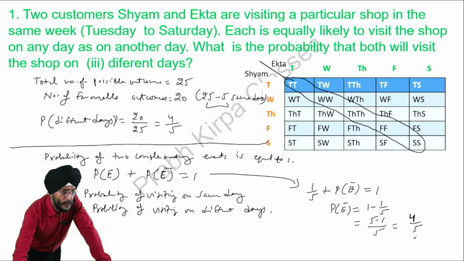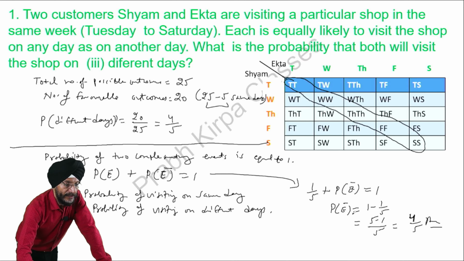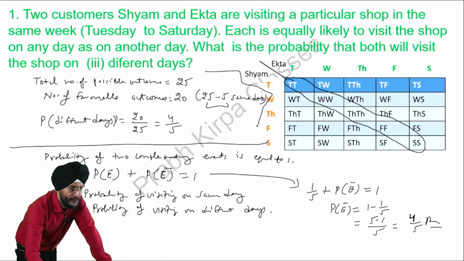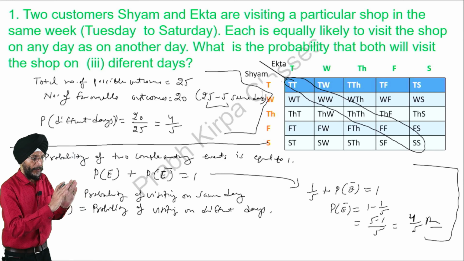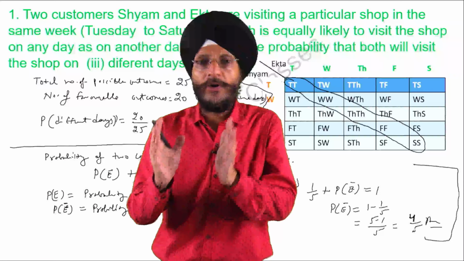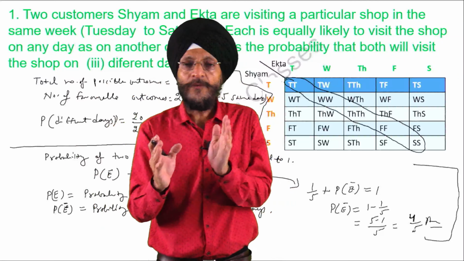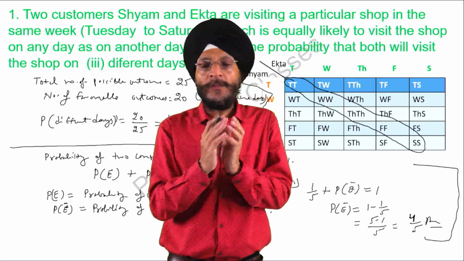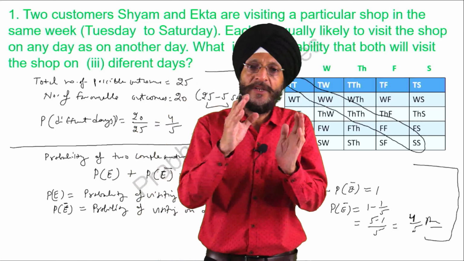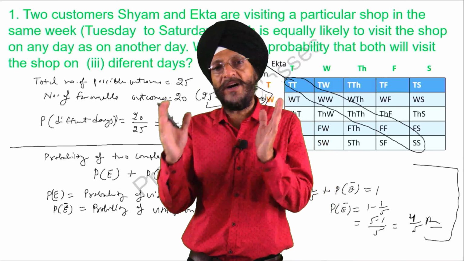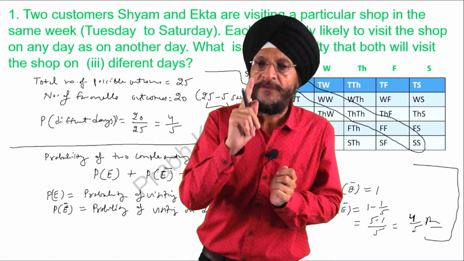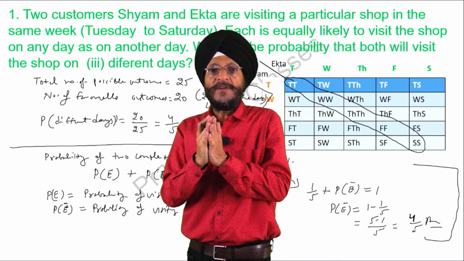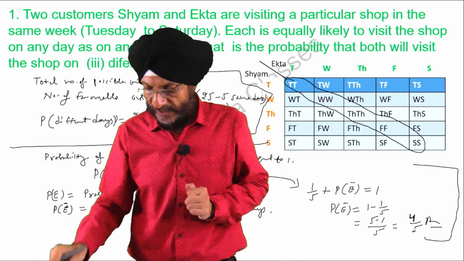So you can also arrive at the answer in this way. You can adopt either this formula, or you can adopt the other. That is, the probability of an event plus the probability of not happening of an event is equal to 1. When we have already calculated the probability of happening of the event, that is the probability of visiting on the same day, we will subtract that from 1 and the probability of visiting on different days will be arrived at.